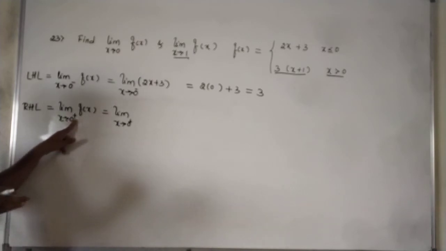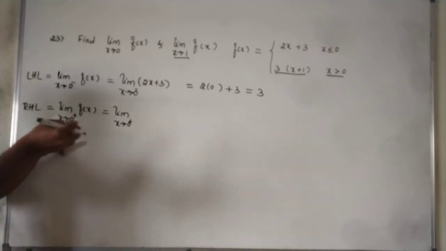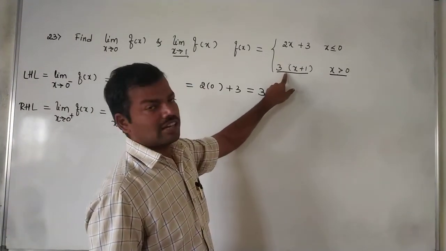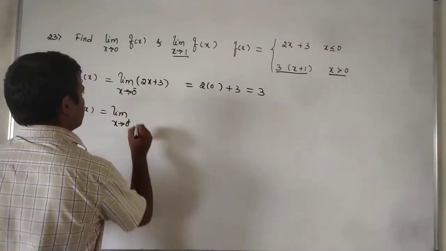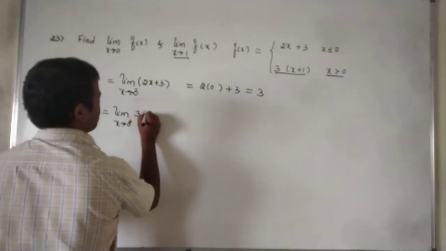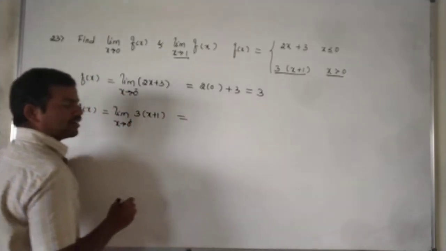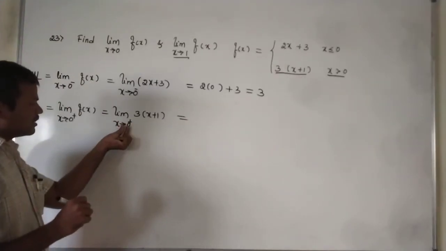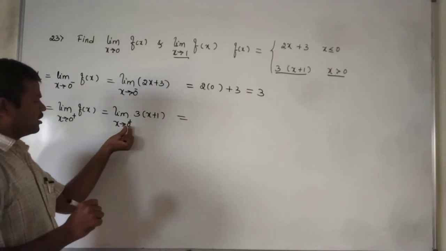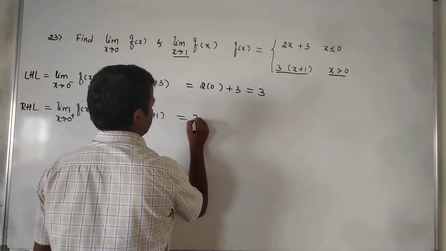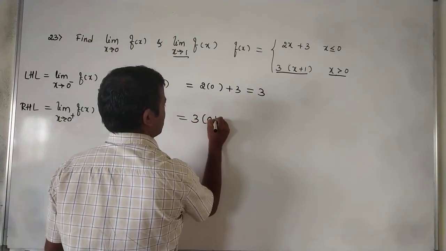So plus, what does it do? Right hand means greater than this. Plus means greater than 0, so we have to take that function, f of x is equal to 3 times of x plus 1. So now, to evaluate the limit, where there is x we have to put that limiting point. What is the limiting point? 0. If x is 0, 3 into 0 plus 1.